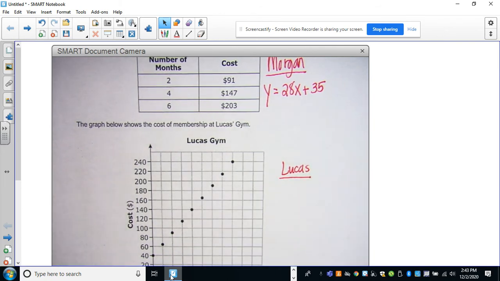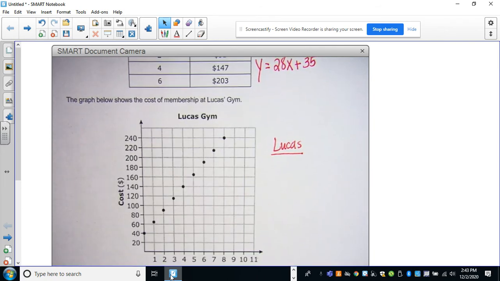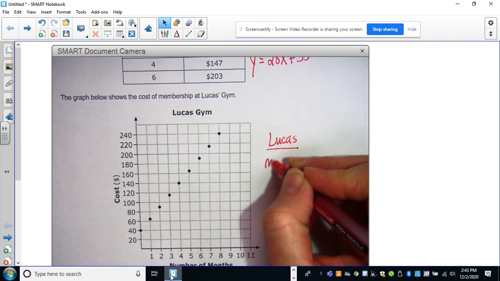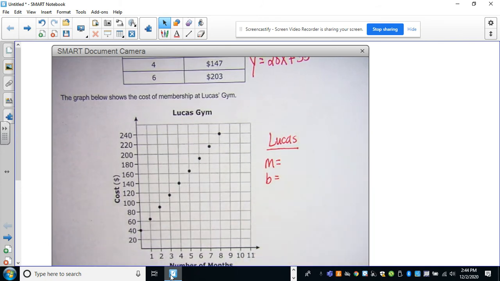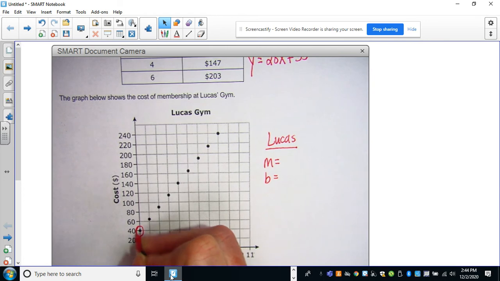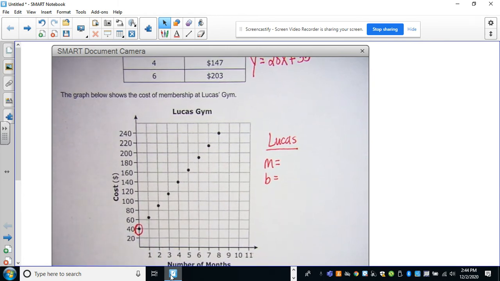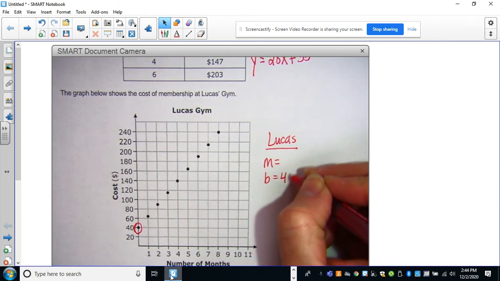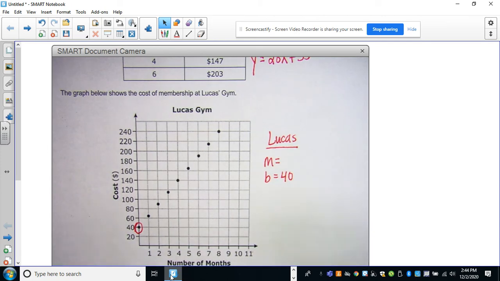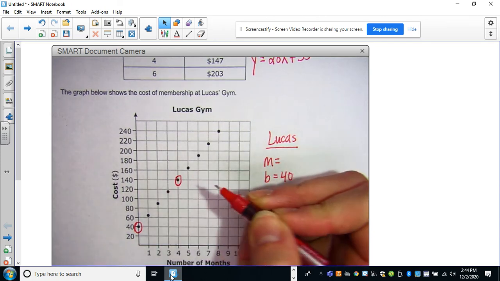Then we have another gym, Lucas Gym. And it gives it to us in a graph. So let's find our m and our b. We need a slope and we need a y-intercept. Well, first thing I notice right here is a y-intercept of 40. So I can go ahead and put that in there. Now let's look for a crosshair, and I'm going to use this point.